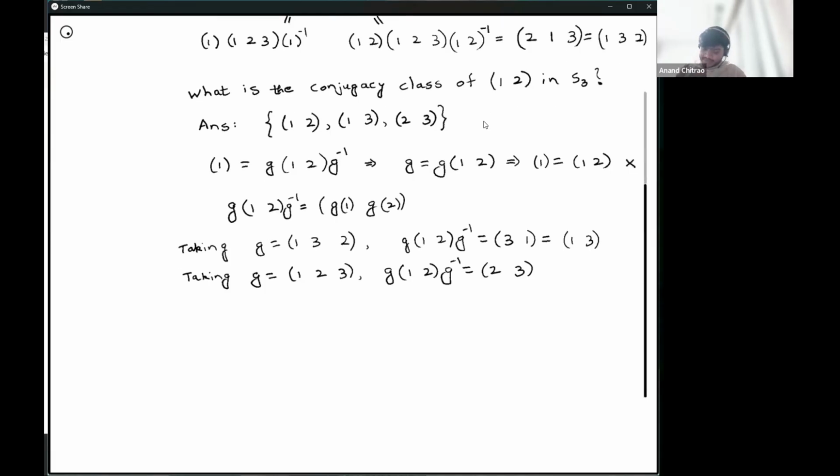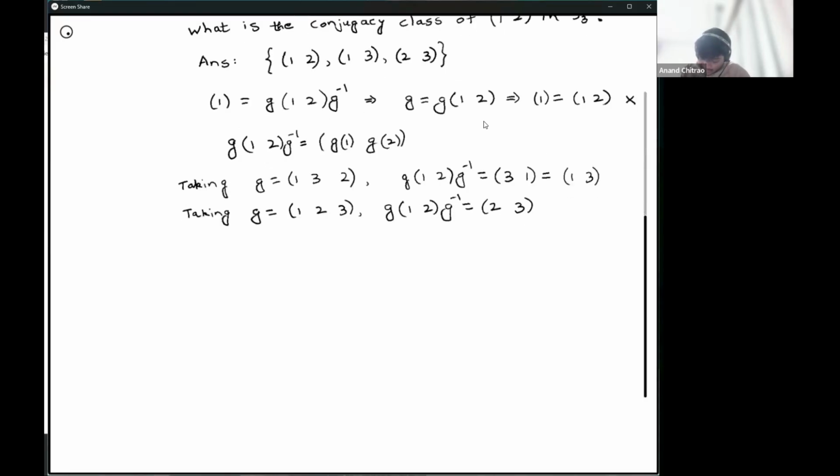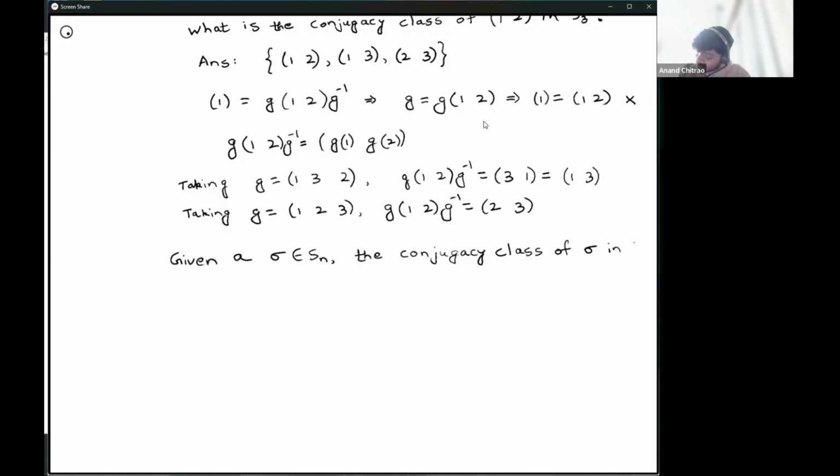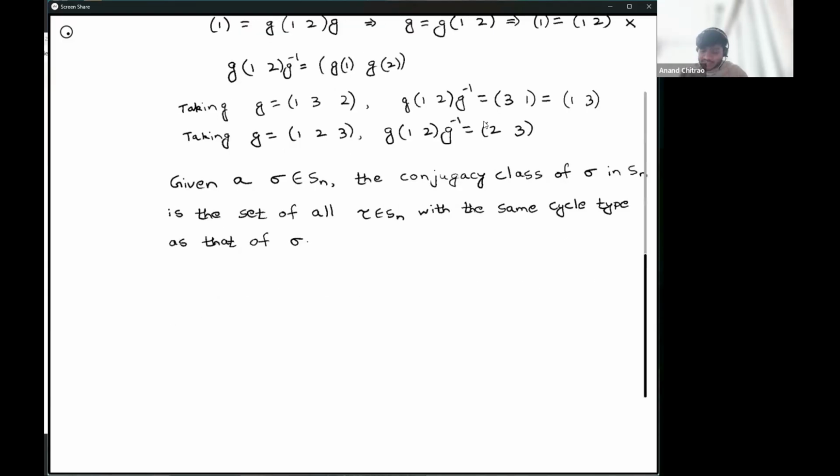From this example, you can see that given a sigma in Sn, the conjugacy class of sigma in Sn is the set of all tau inside Sn with the same cycle type as that of sigma. Is this clear?